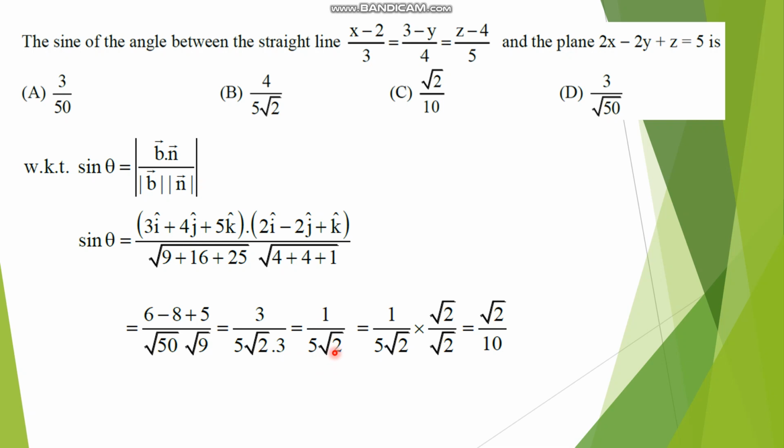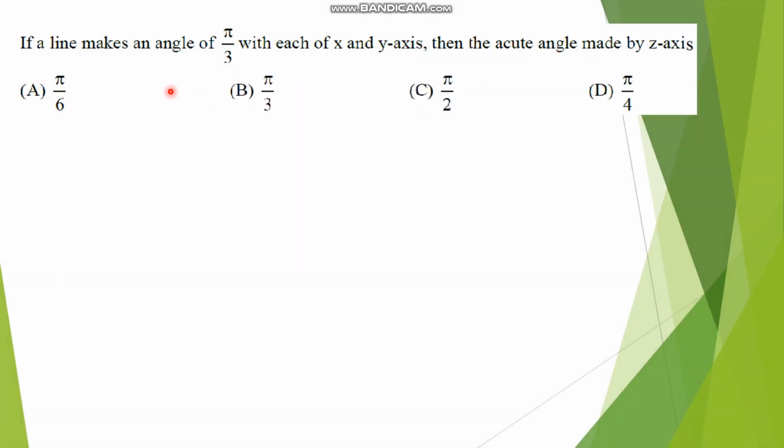But when you look at the options, we don't have 1 by 5 root 2. So we will rationalize it. We multiply and divide by root 2, and the answer will be root 2 by 10, which is option C. Moving to the next question.